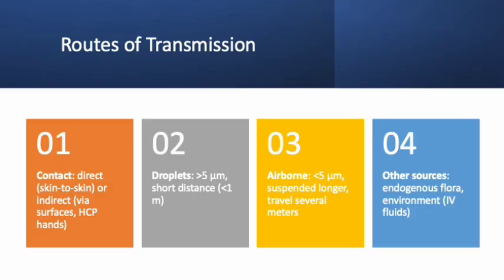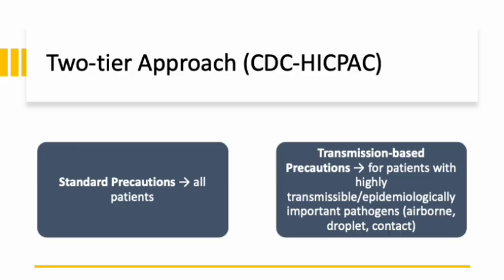Infection can be transmitted in ICU by contact, direct or indirect through the environment, and this is the most important route of transmission. Other routes are through droplets, which are particles of more than 5 micrometers and travel short distances, or through airborne transmission by smaller particles which travel long distances.